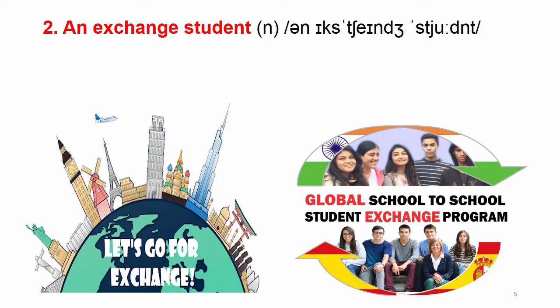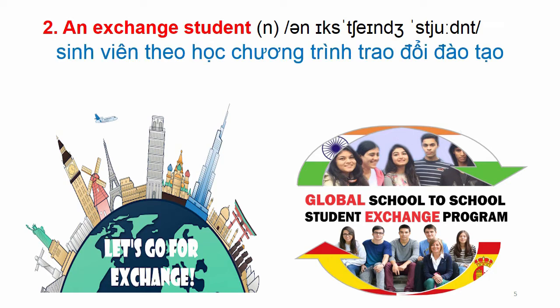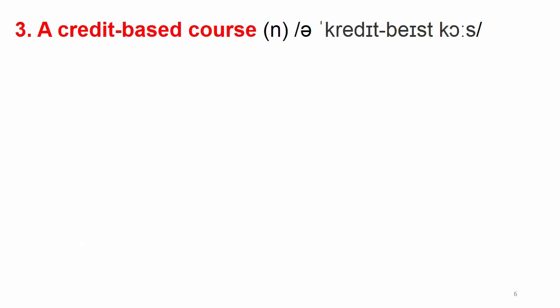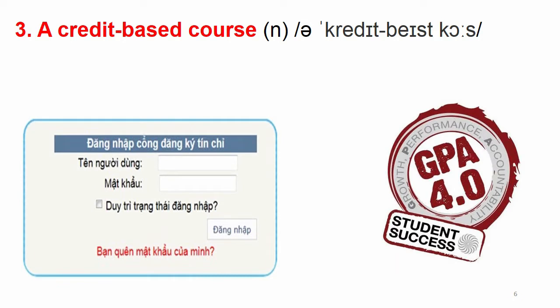The next one, an exchange student. For example, you are a Vietnamese student and then you fly to England to study in a program between two institutions in Vietnam and in England. So can you tell me the meaning? The next, a credit-based course. The course that you have a username and password to log in to the website and you learn until you gain enough credits as required.